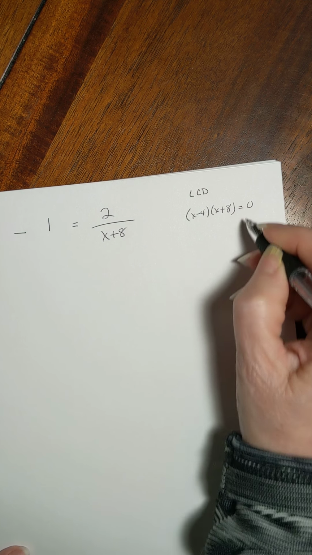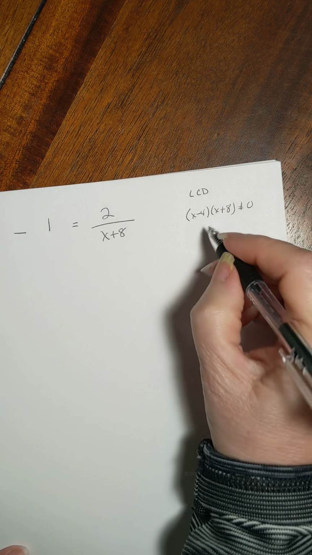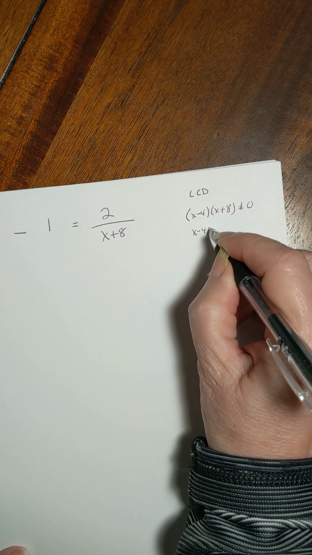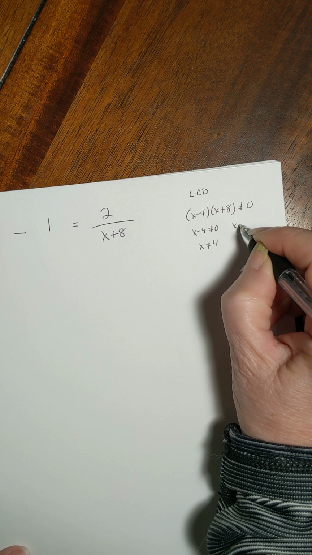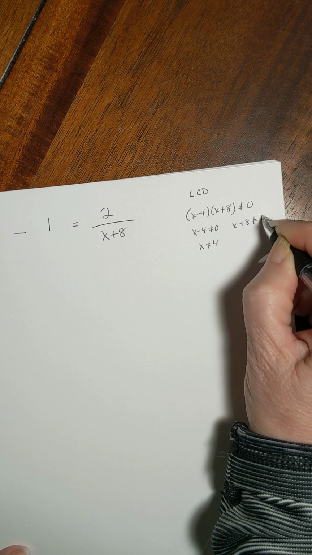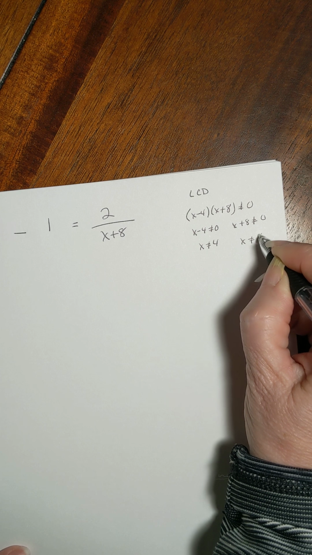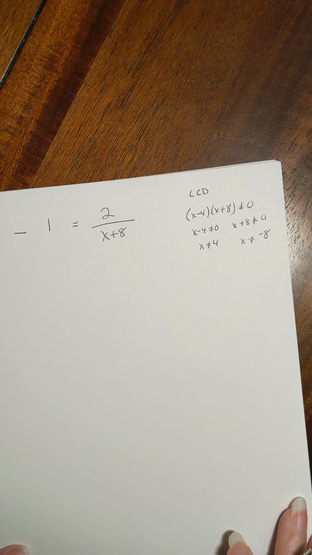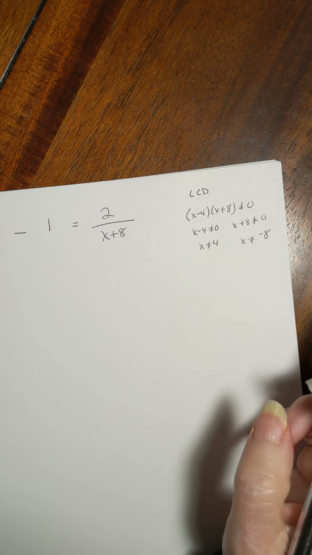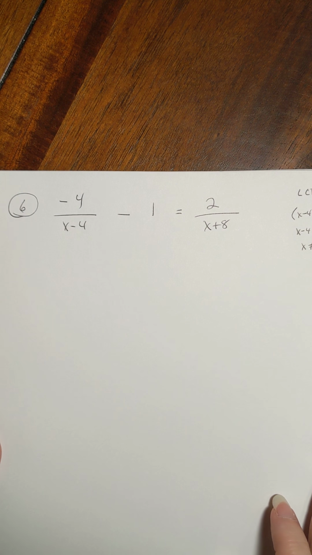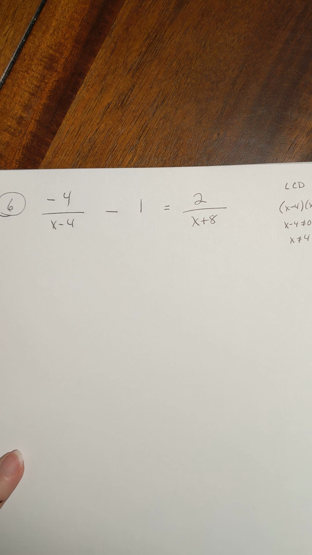And I want to see where those cannot equal 0. So x minus 4 cannot equal 0, so x cannot equal 4. And x plus 8 is not equal to 0, so x cannot equal negative 8, subtracting the 8. And on some of the problems, they just ask what are the restricted values. And if that's the case, you can stop right there, and that's the answer. All right, but let's go ahead and finish up this problem.